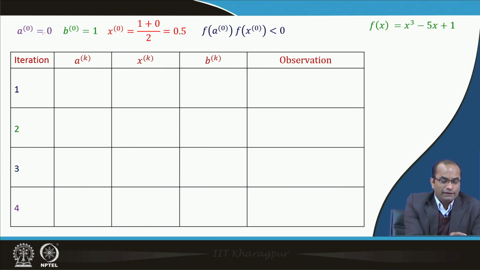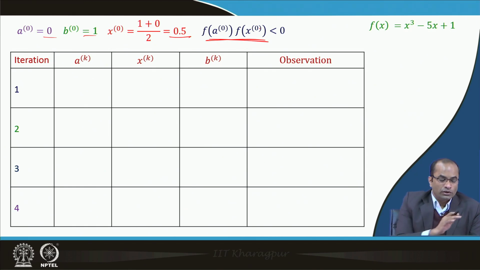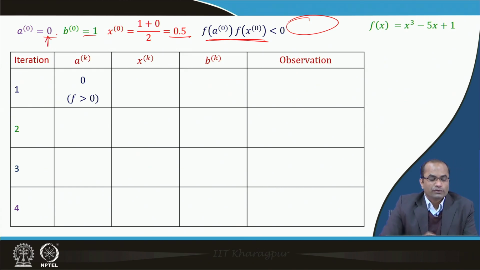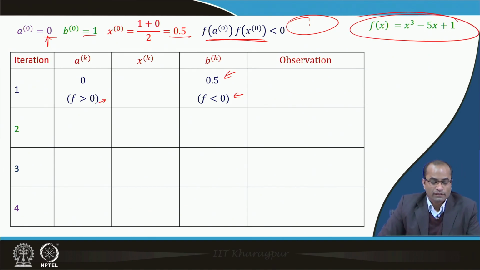So, we have already seen 0, 1, then 0.5, and we have observed that this root lies between a0 and x0. So, as the first iteration, after this initialization, what will we do? For a1 we have taken 0 as the left boundary of the next interval, and the right boundary we will take 0.5, where the function is negative, while here the function is positive. One can always check, but we have to check the sign of this function.